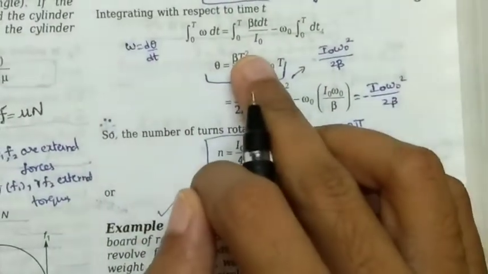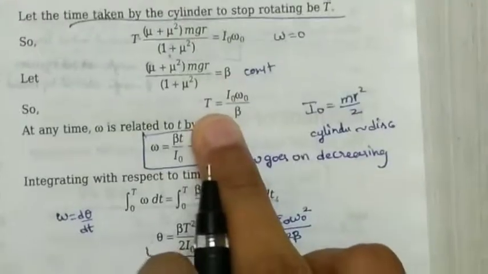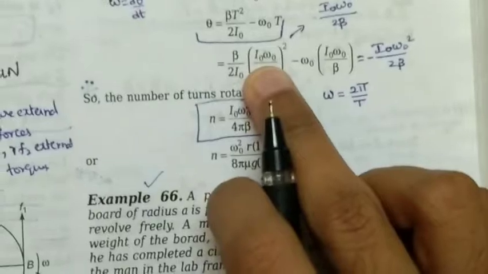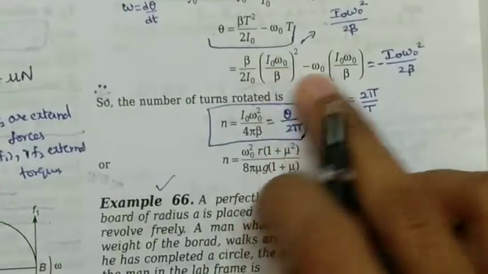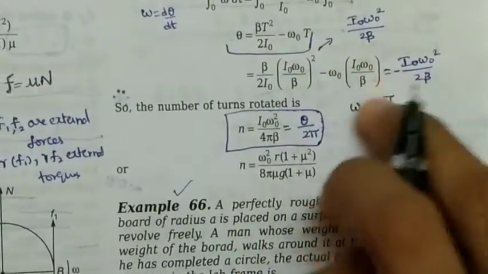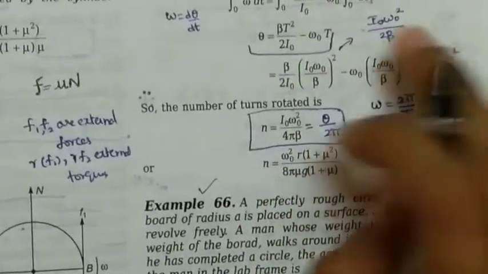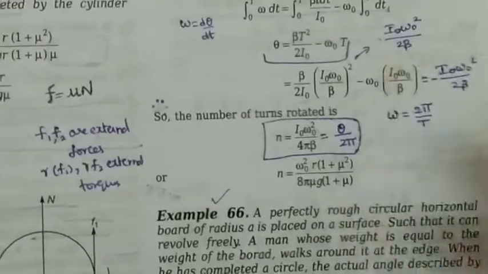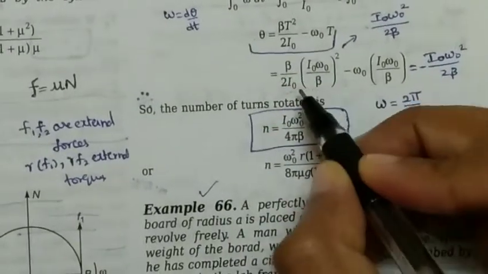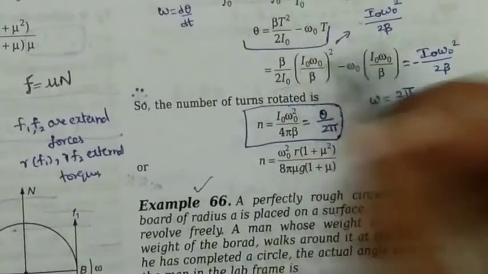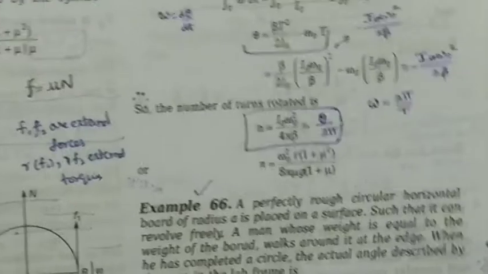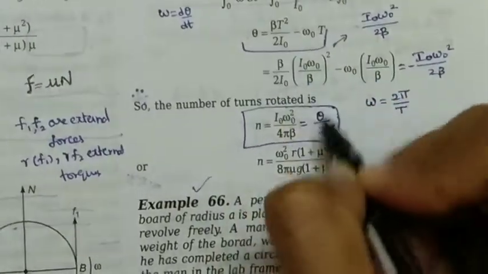So this is the formula for theta, and we already know that capital T is nothing but I naught omega naught by beta. So replacing in that manner, I naught omega naught by beta here, and here also I naught omega naught by beta in the place of capital T. So we would have this, and if we see here, one I naught and one I naught would get cancelled, and one beta would get cancelled.